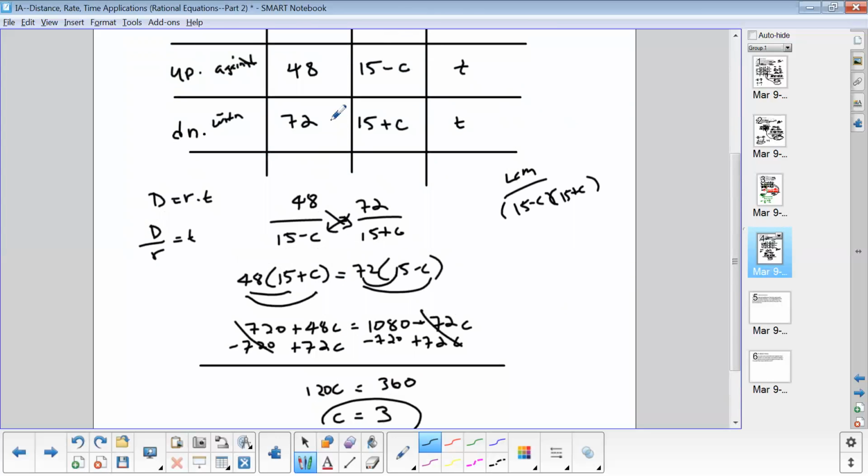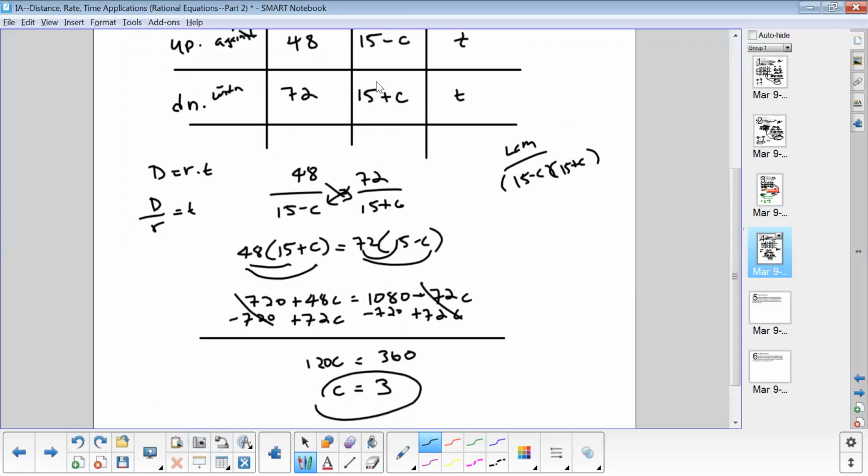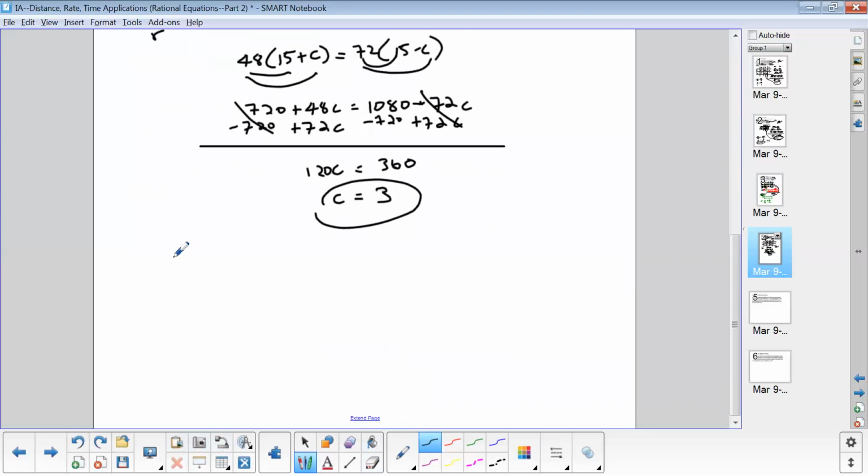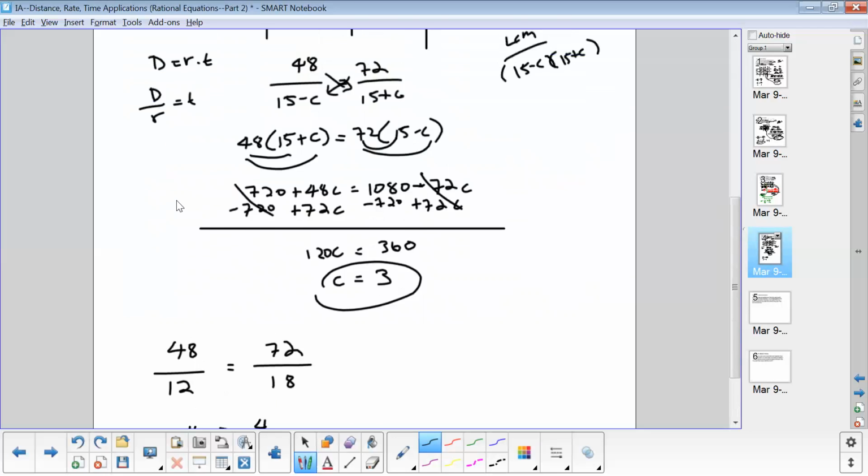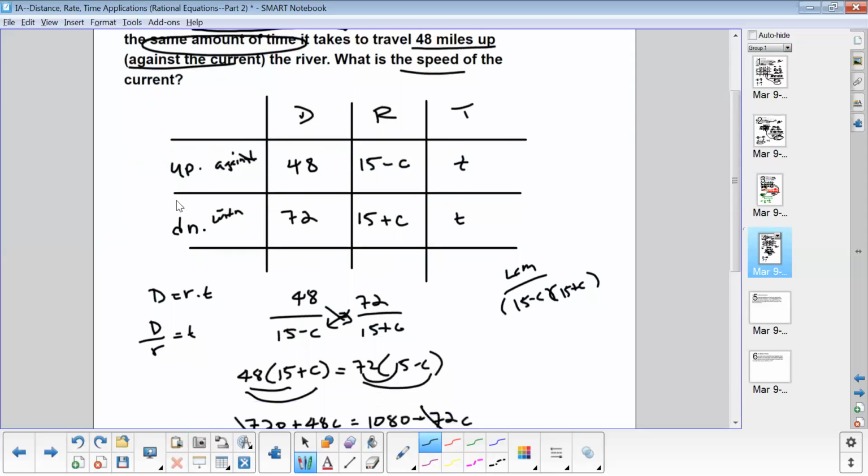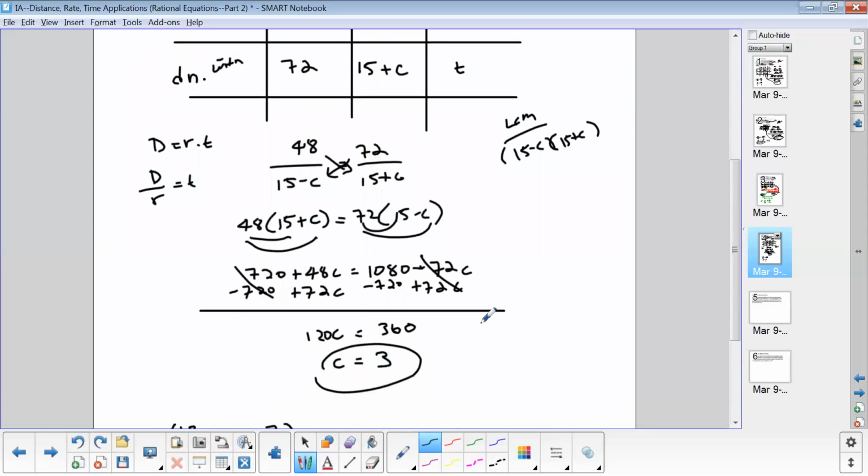So that means the rate going upriver would be 15 minus 3, or 12. So upriver would be 48 divided by 15 minus 3, or 12. And then downriver was 72 miles, so that'd be 15 plus 3, or 18. And if you divide both of these, you're going to get 4 on each of them, which means it took 4 hours. What's the speed of the current, though? That's what we were looking for, was 3 miles per hour.